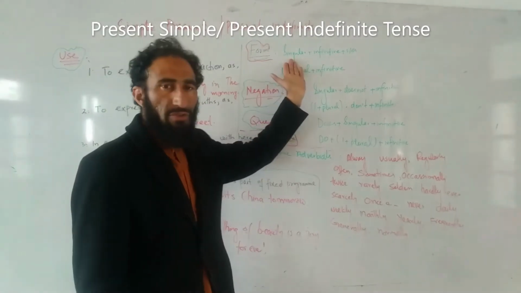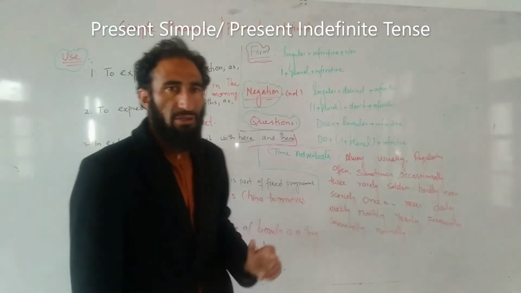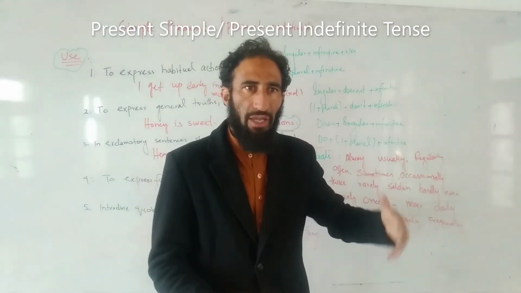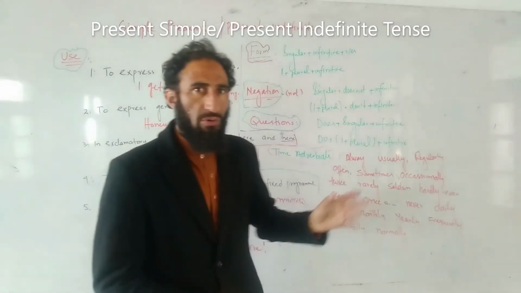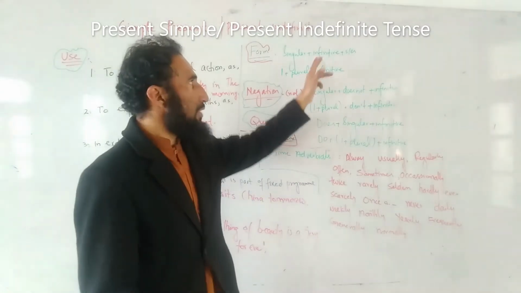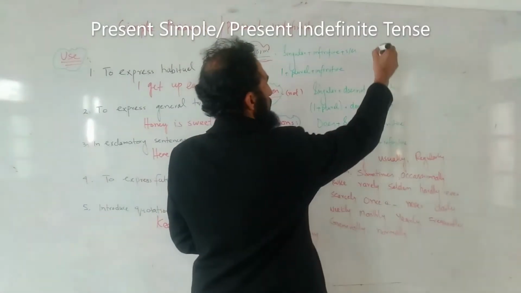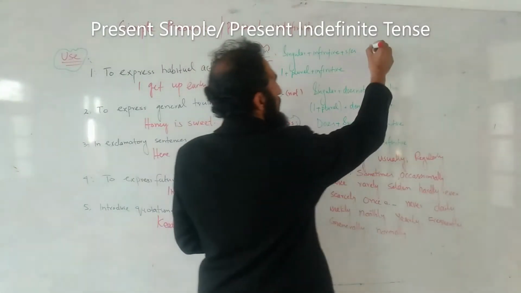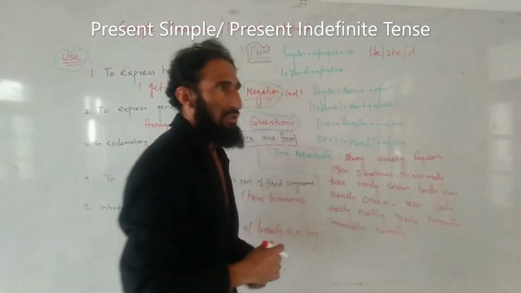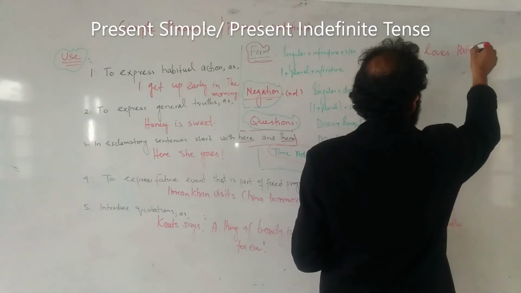For example, the verb for singular, the infinitive, and then s or es. When I say singular, it means the third person singular pronoun. He, she, it, or any singular noun. So whenever we make sentences with he, she, it, or any singular, we add s or es with the infinitive form of the verb. For example, if I say he, she, or it loves Pakistan.